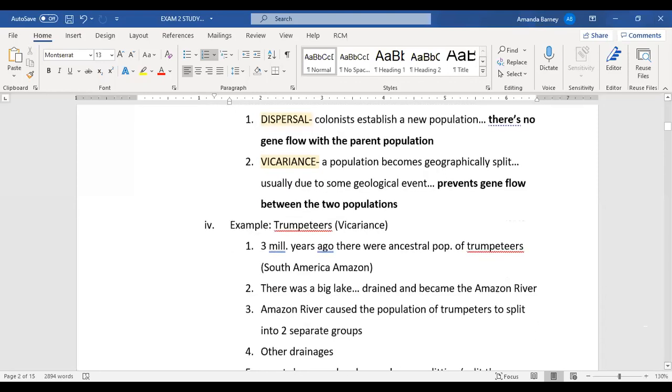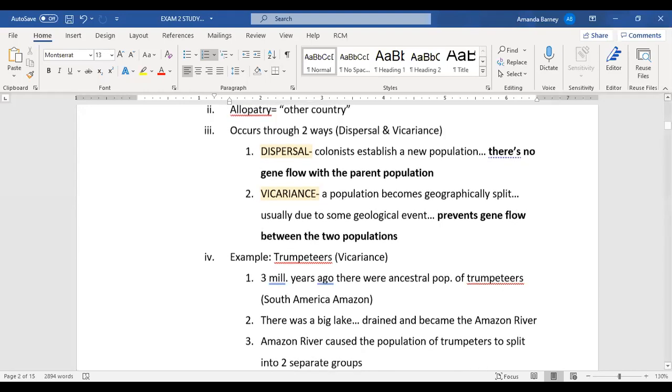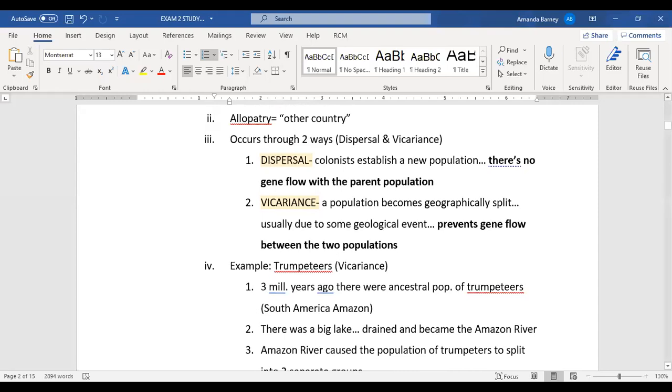Vicariance happens when it's not necessarily that a population founds a new colony, but something happens that splits them. Say a volcanic eruption, a continental split. Something happens that divides the species into two, and it has to be something that prevents them from having gene flow. That's really the key phrase when you're looking at allopatric speciation: there is an inability for there to be gene flow because somehow the parent population has been separated from its offspring, and then they become distinct from each other.